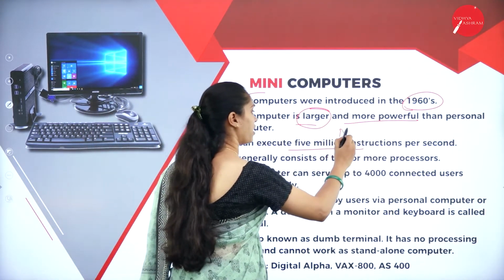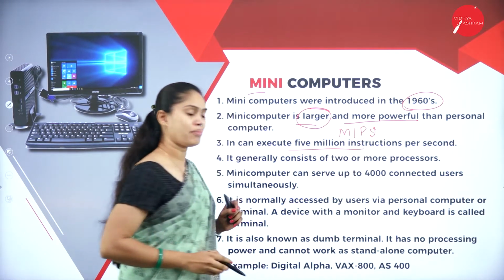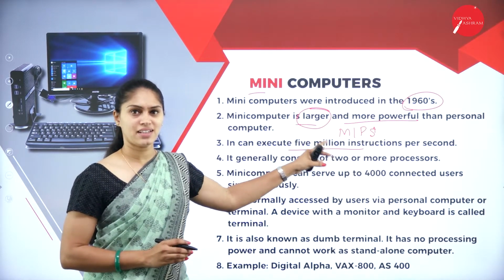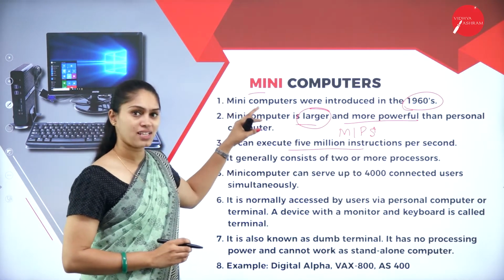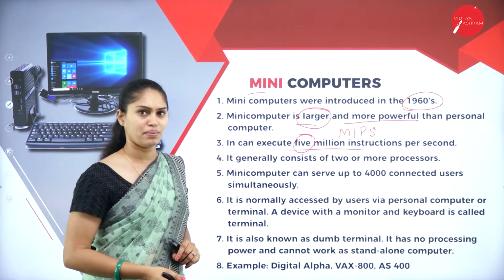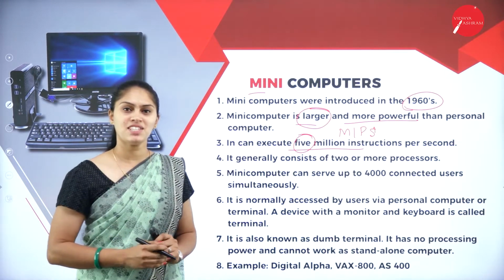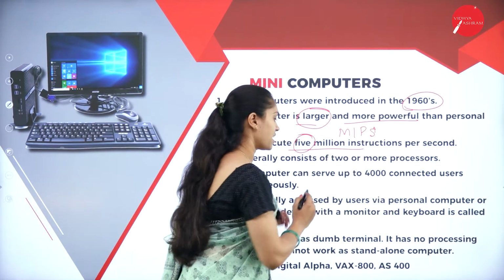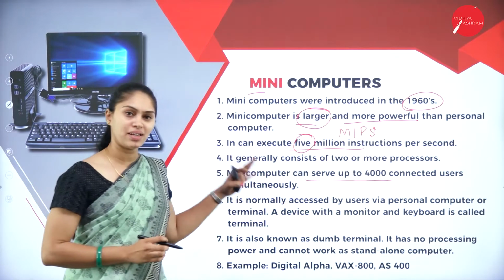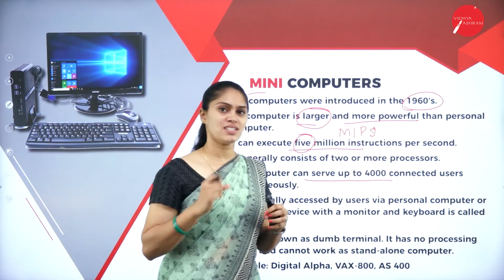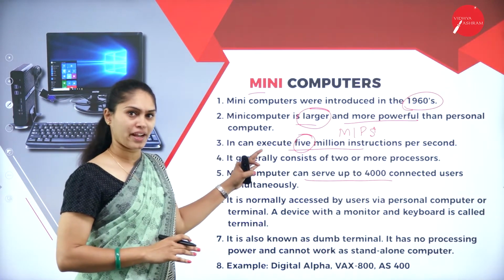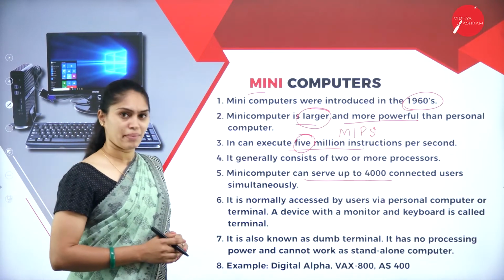So how are we going to find the speed of the computer? That is MIPS or BIPS, that is million instructions per second or billion instructions per second. So when I'm working with this minicomputer, it has the capacity to execute 5 million instructions per second. So its processing capacity is more. Then to what extent? It can serve up to 4,000 connected users simultaneously. If 4,000 users put the same request at the same time, this minicomputer is able to perform the operation. That is the biggest advantage of minicomputers.